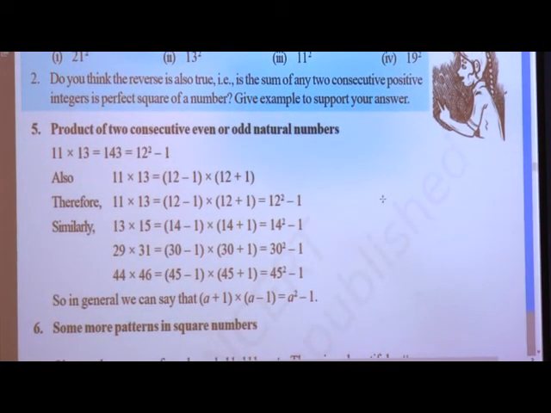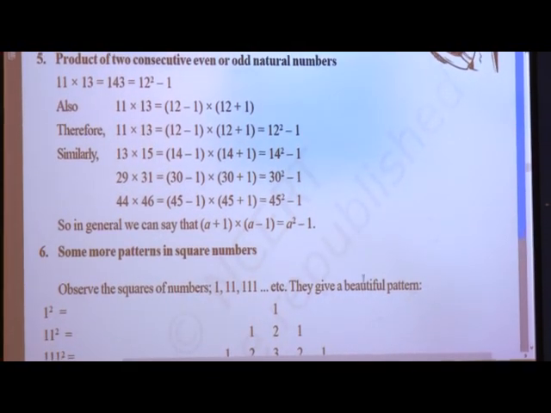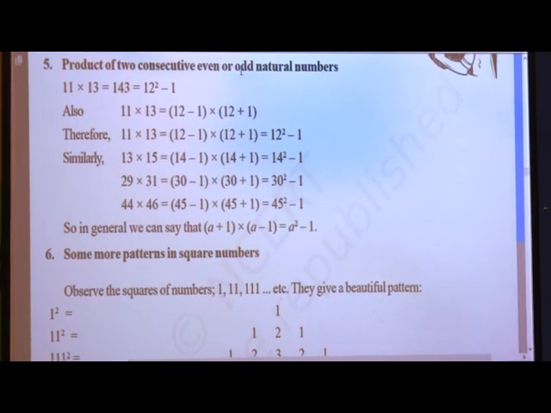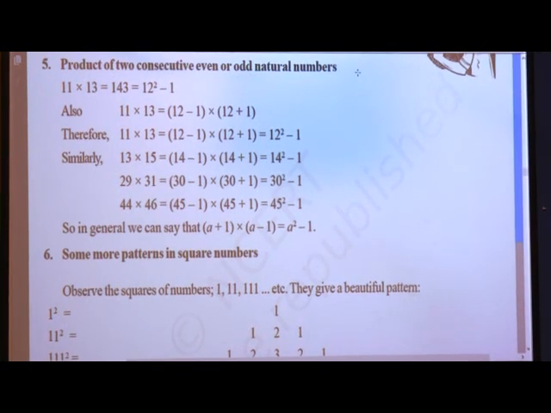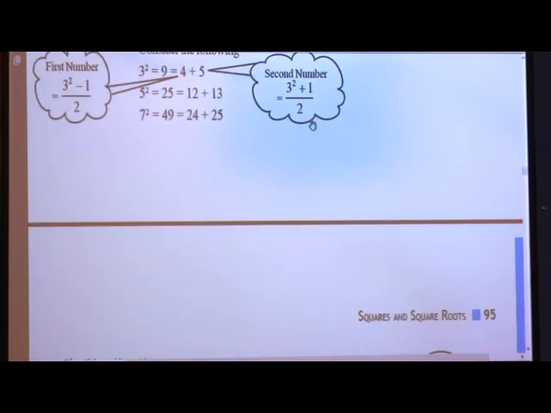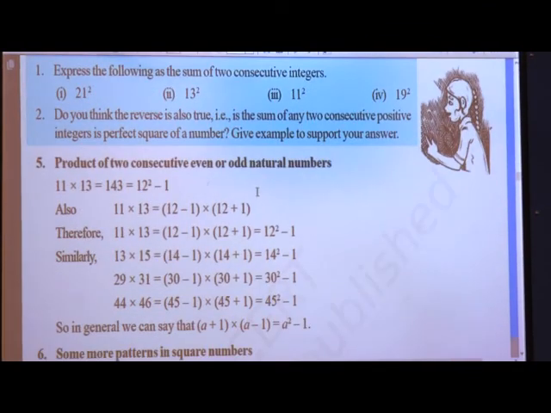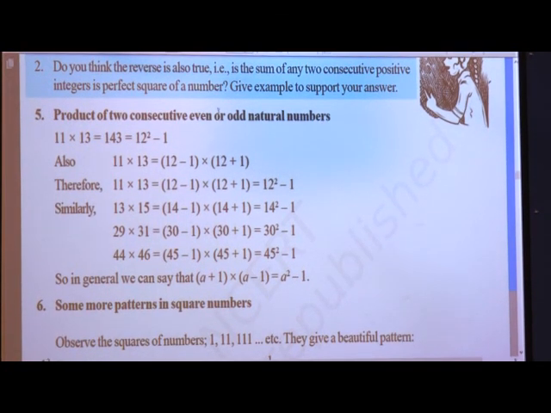Let us go to the next point. What is the next pattern? Product of two consecutive even or odd natural numbers. Please understand carefully. What was the previous pattern? A sum of consecutive natural numbers. And the next one is the product of two consecutive even or odd natural numbers. Consecutive means one after another.